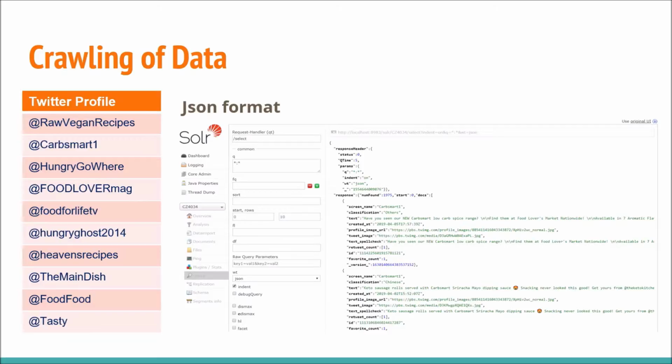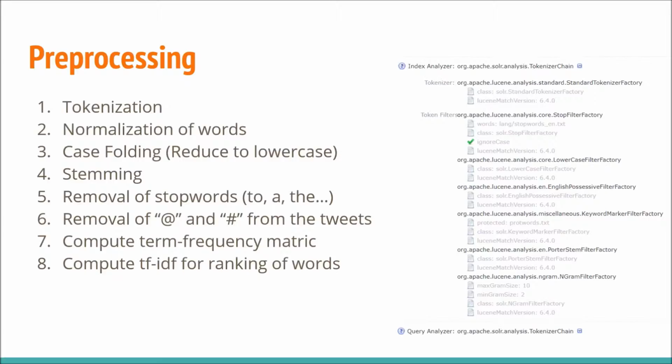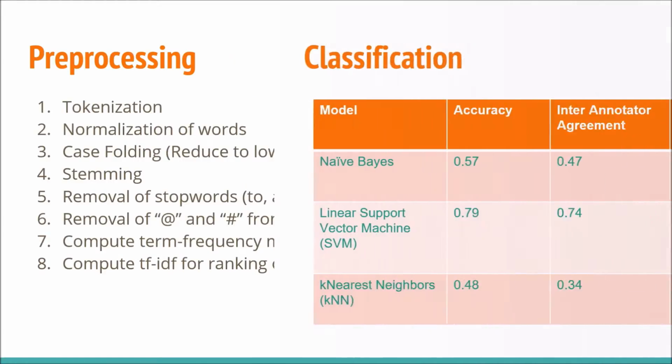And so as mentioned, we will first crawl data into JSON format from 10 different Twitter profiles as shown, and all of these profiles selected are those that post tweets about food. Once we have the crawled data, we will do the pre-processing with the help of SOA. And 8 different methods are used to do the pre-processing as shown here.